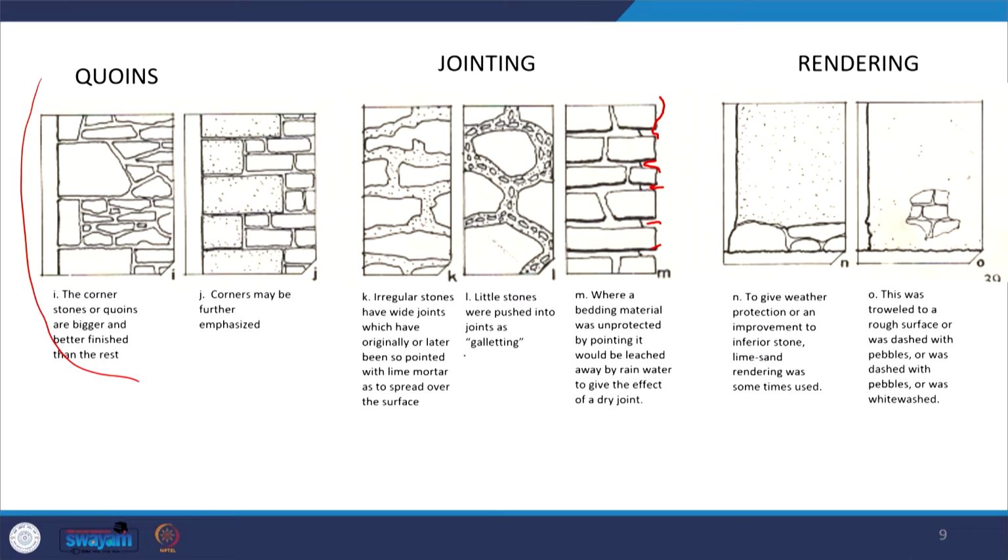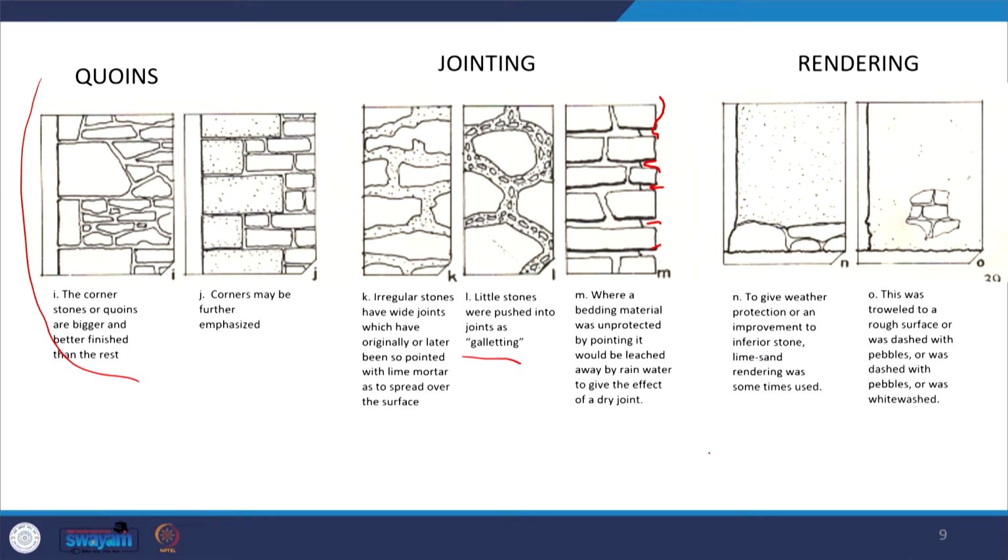And this is a technique we talk about: little stones were pushed into these joints, which we call the galleting technique. Similarly, where the bedding material was unprotected by pointing, it would be leached away by rainwater, giving the effect of a dry joint.